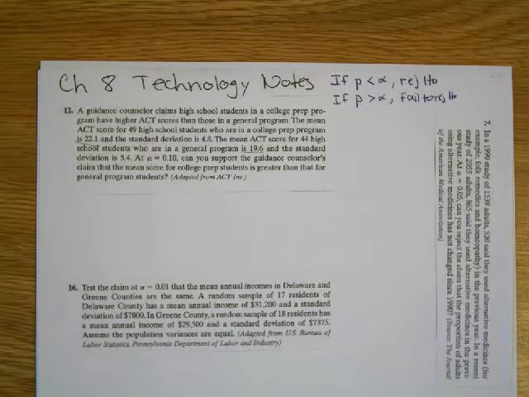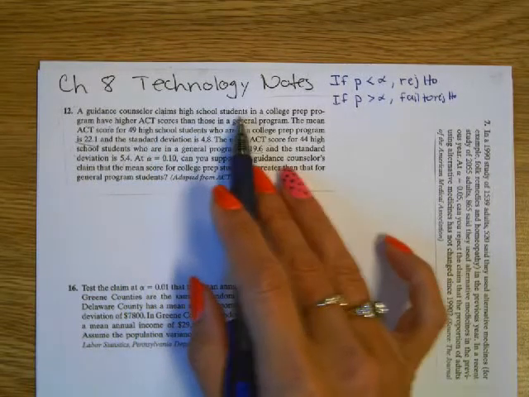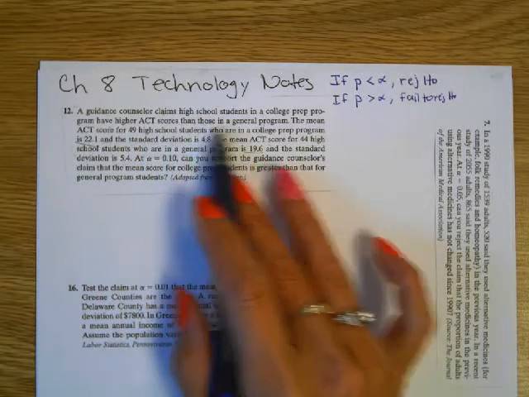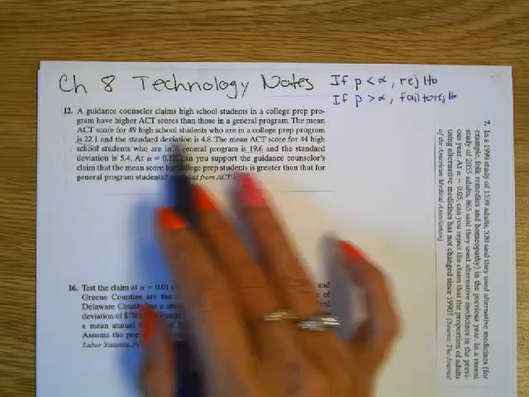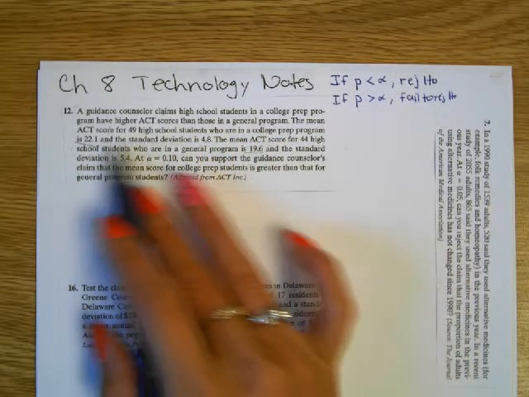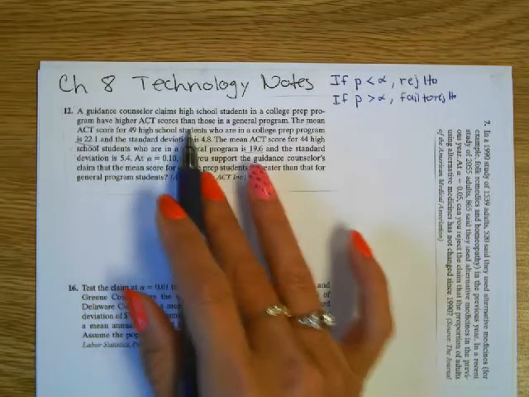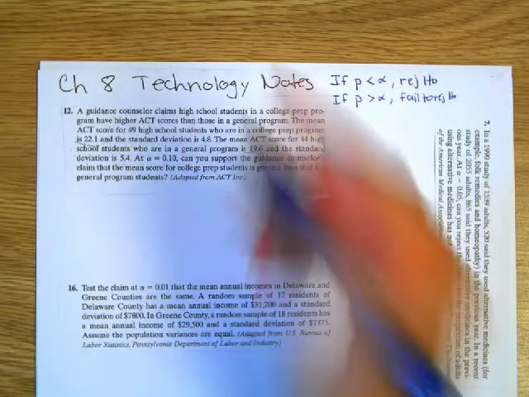Okay, so just like before, we'll start by rewriting the claim, and then we'll be looking for whether it matches up with section 8.1, 8.2, 8.3, or 8.4. So a guidance counselor claims that high school students in a college prep program have higher ACT scores than those in a general program. The mean ACT score for 49 high school students who are in a college prep, blah, blah. So this is it. He doesn't say the word mean in here, but then it refers back to means. So we are talking about the mean ACT score.